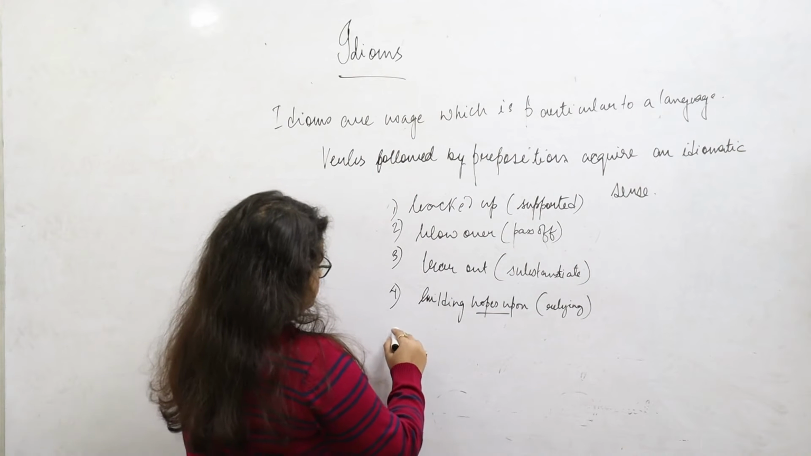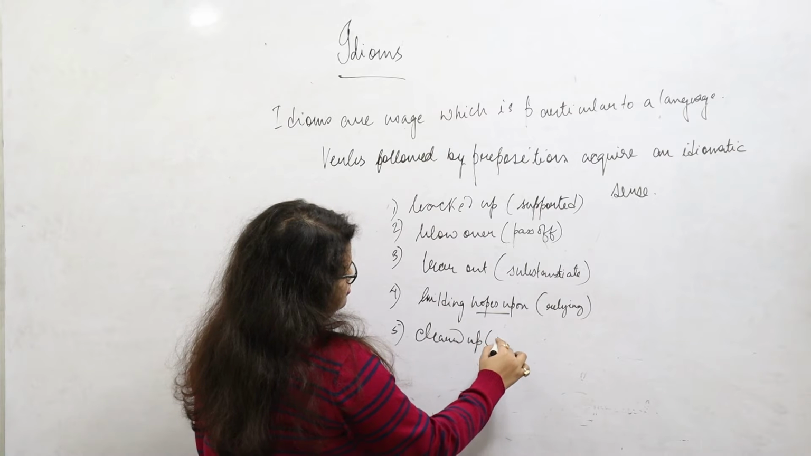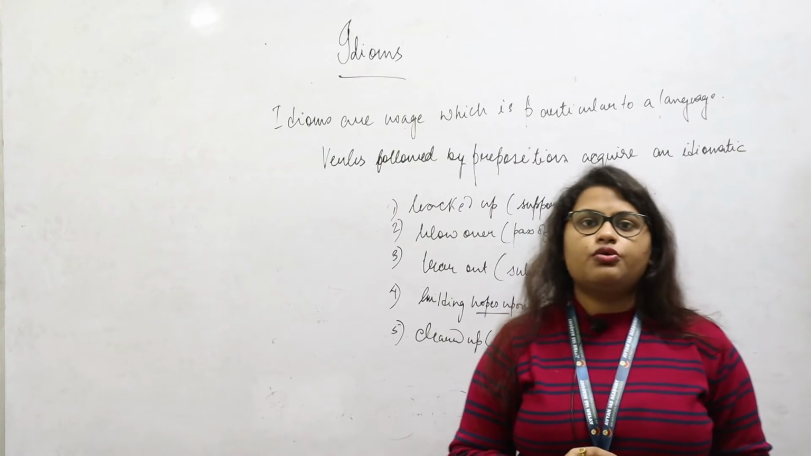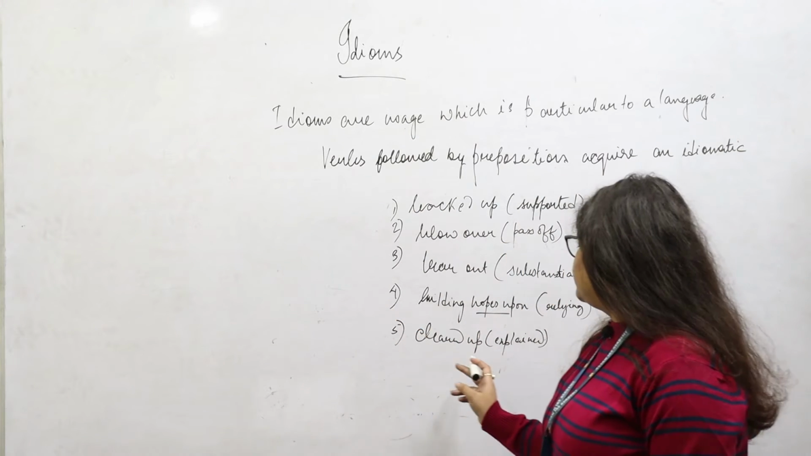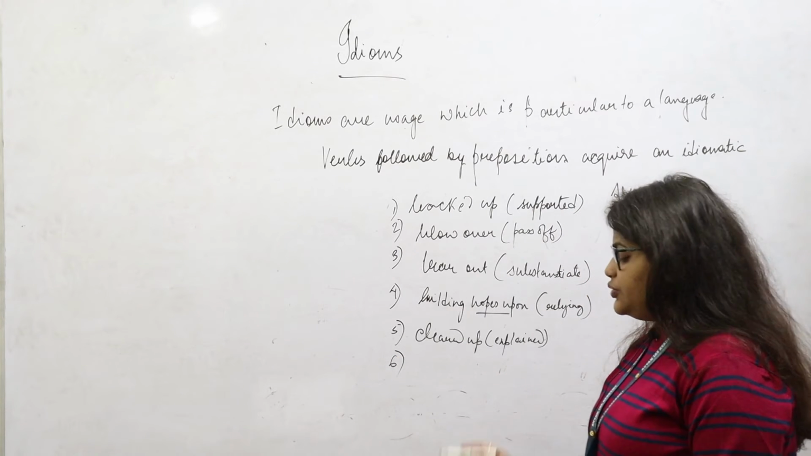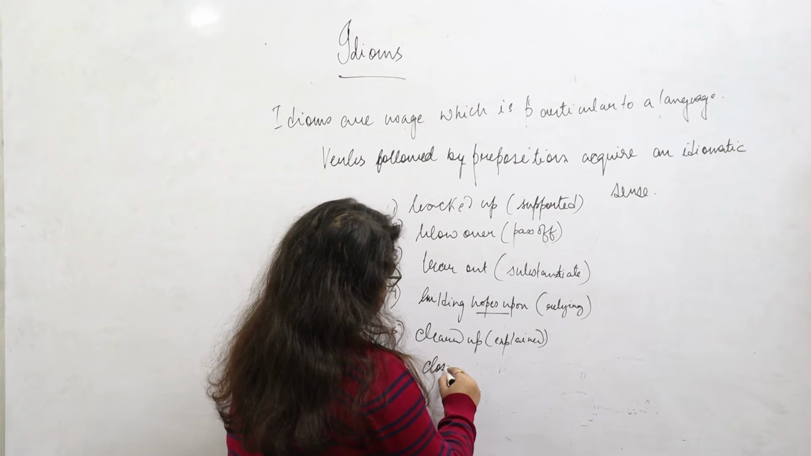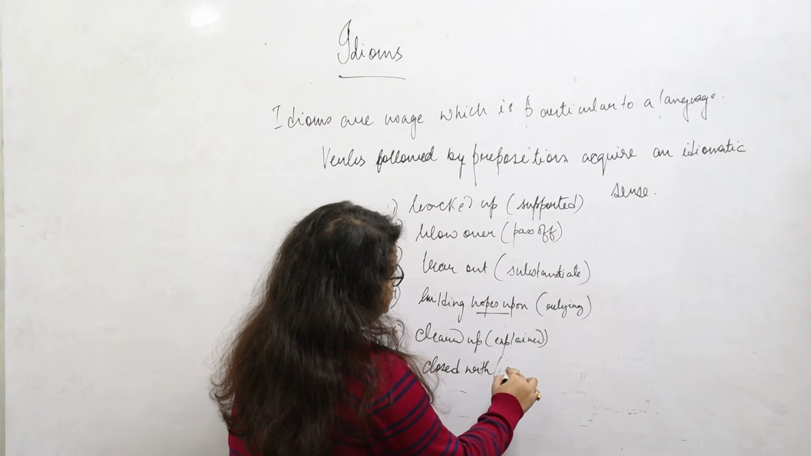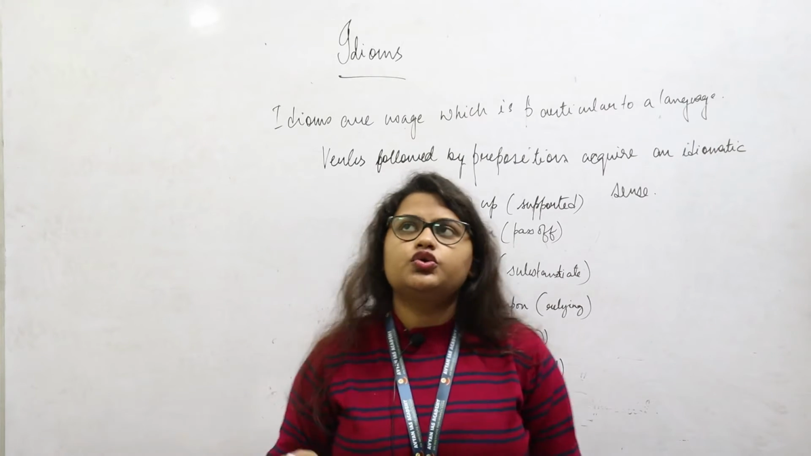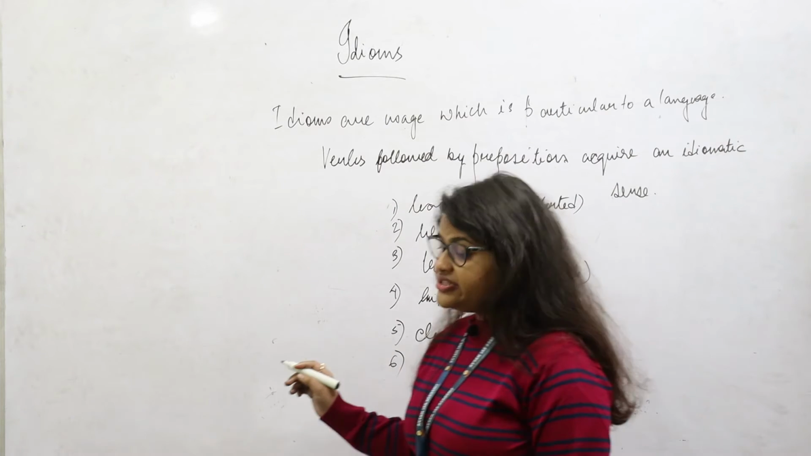Next could be cleared up. That's explained. If we say my friend took great pains to clear up the misunderstanding between me and him, it means that was cleared between both of us by a friend. Next we can look at closed with, which means accepted. For example, when we say he closed with the offer the company offered him, it means that he accepted the offer that the company was giving him.